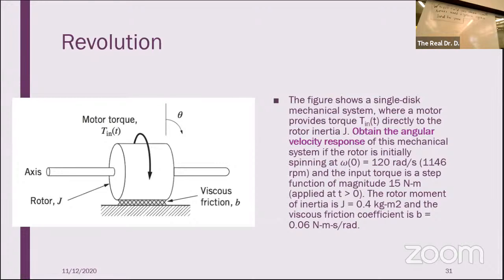The rotor moment of inertia is given, right? J is 0.4 kilogram meter squared. And the viscous friction coefficient is 0.06 Newton meter second per radian. So we got to find the model. Right?